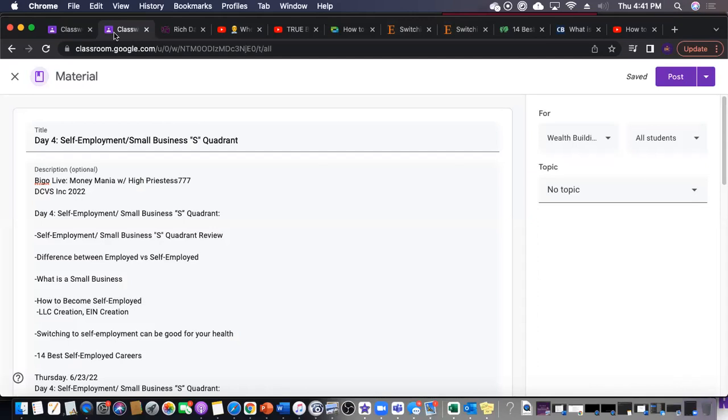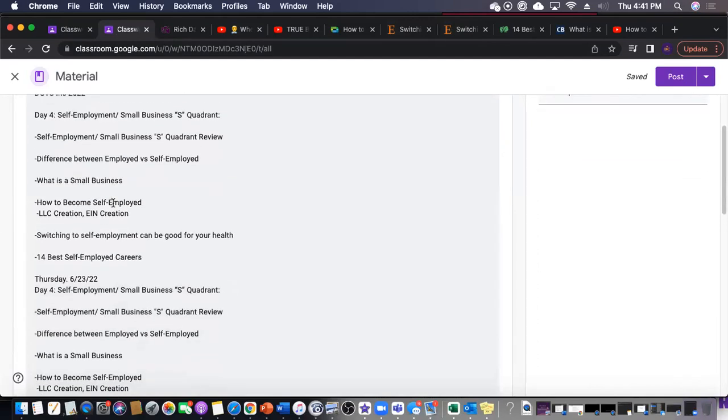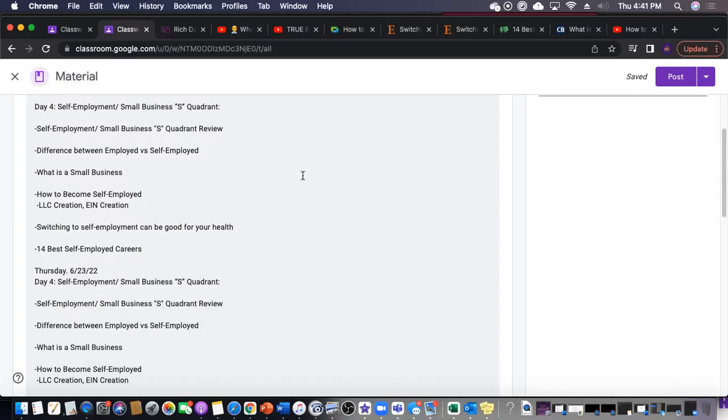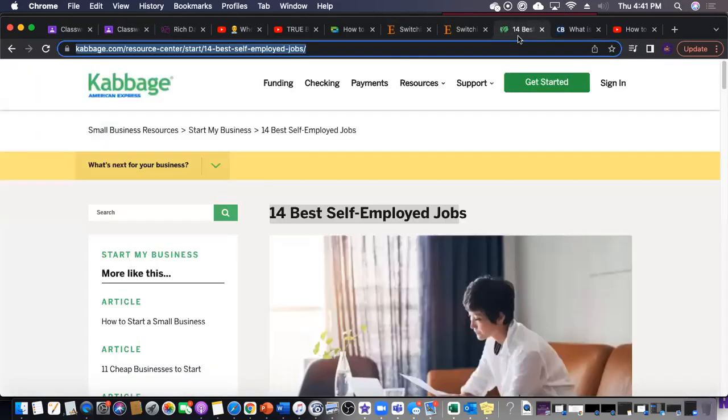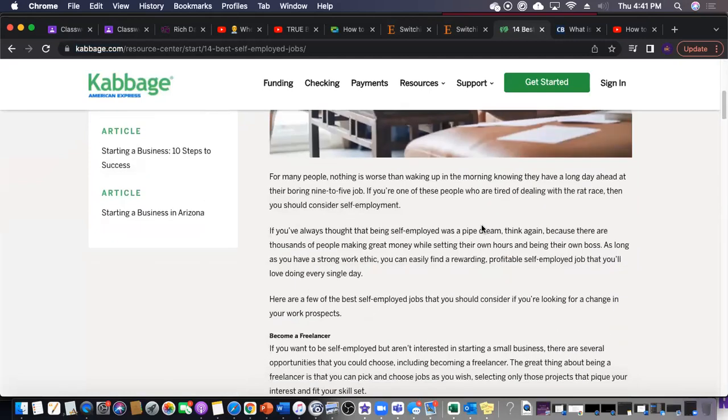So the next thing we're going to go through is the 14 best self-employed careers. Yesterday we went through the top 10 jobs under the employee quadrant where you could make $100,000 or more a year in 2022. Now, according to Cabbage, powered by American Express, there are 14 best self-employed jobs that you can start tomorrow. You can start today. You can make a decision today that you want to be self-employed.